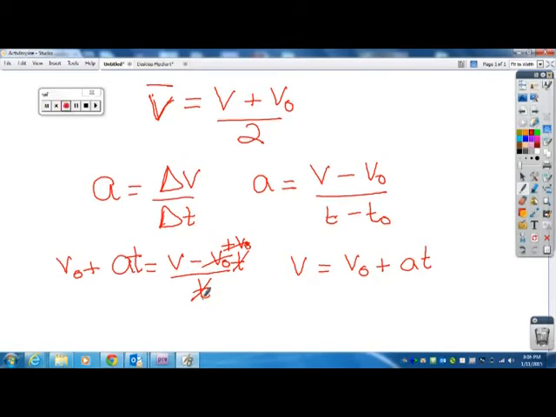Remember, if this variable is being divided, then to take it to the other side you have to multiply it, and if this variable is being subtracted, then to take it to the other side you have to add it. And simply that's another one of your kinematics equations that you should keep in your memory banks.